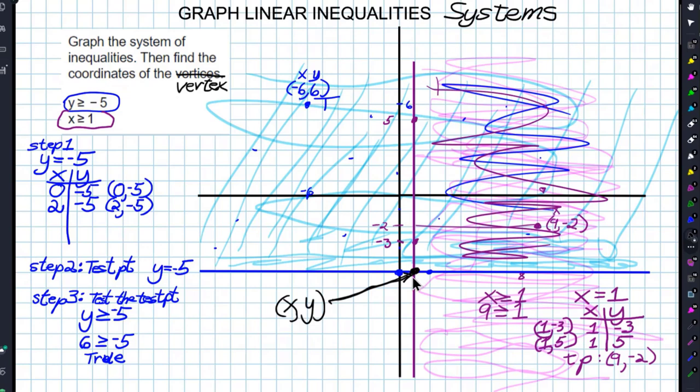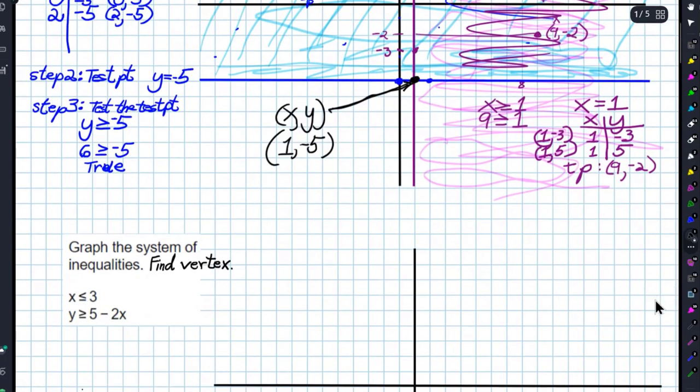When you look at the equation of your lines, here you've got y equals negative five, and here you've got x equals 1. And that is the point where the two lines cross. That's called the vertex. It does get more complicated when you've got more than two lines, but we're only dealing with two lines.